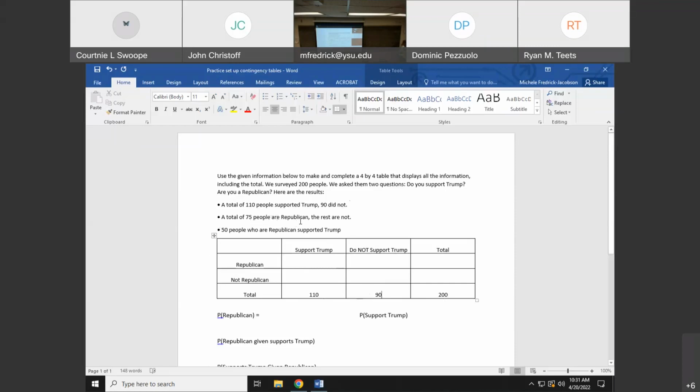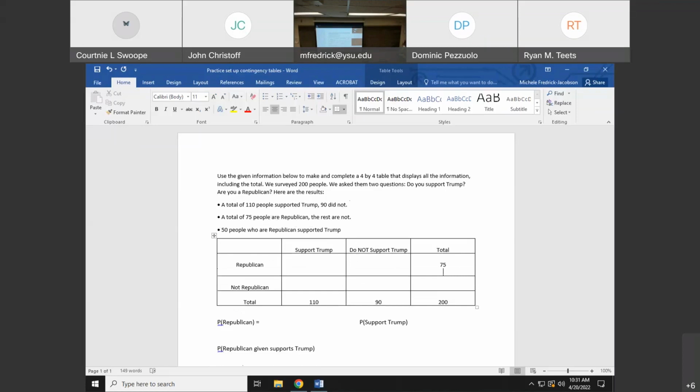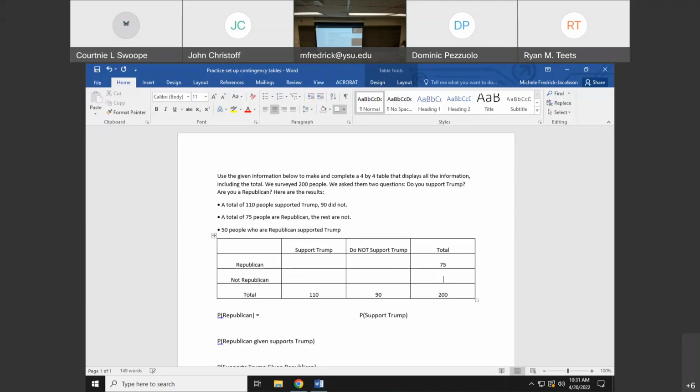Where would that go? So right here, because that's our Republicans. So 75. And yes, because this has to add up to 200, the rest would be 125. And you could just subtract 200 minus 75 gives you the 125. Not too bad. 50 people who are Republicans support Trump.